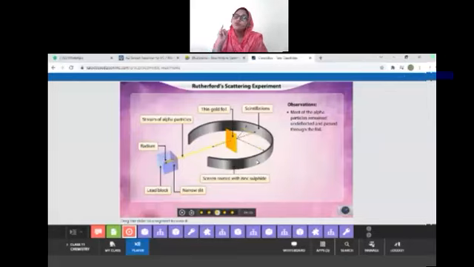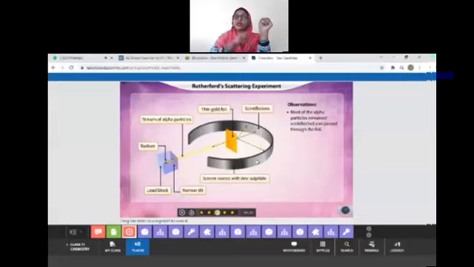The first observation was that most of the alpha particles remained undeflected. They passed through the gold foil without any deflection. However it comes and hits the gold foil, it keeps moving in the same direction. There is no change. Now, what is the second observation?